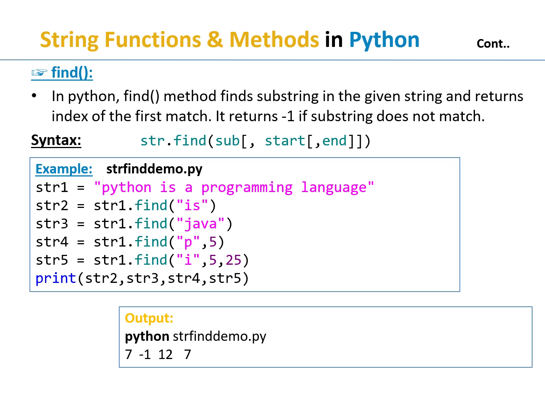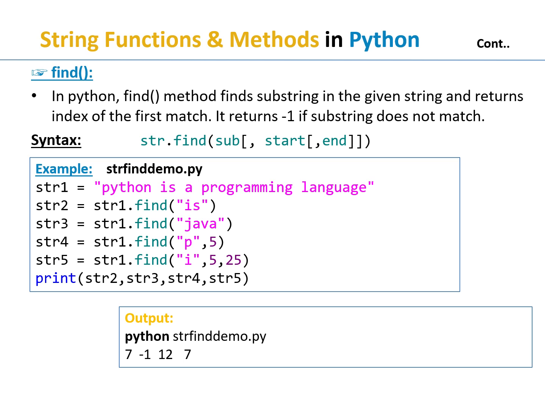Here is the syntax of the find method: str.find(sub, start, end). Sub means the substring you want to find, start is where to begin searching, and end is where to stop searching. Here is an example of the find method.